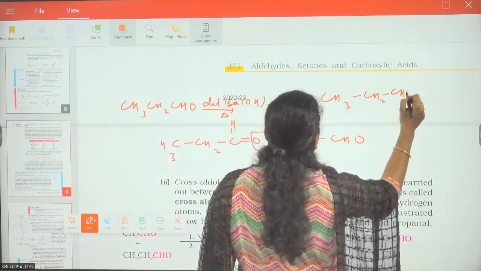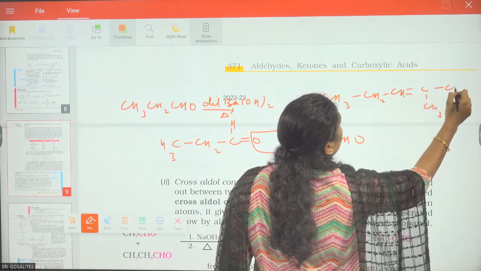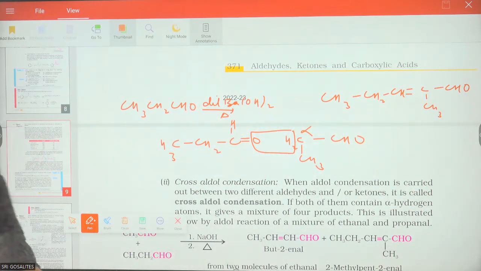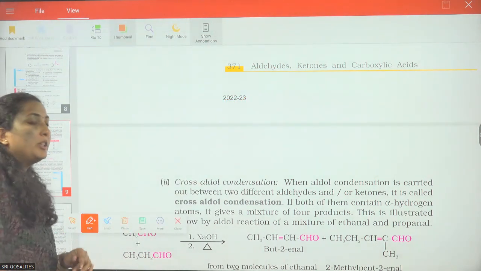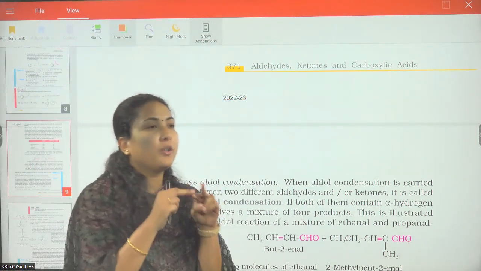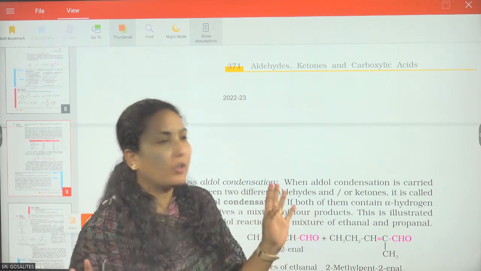CH3, CH2, CH double bond C, CH3 and CHO. Clear about this? Okay. Now the thing is, this is self-aldol. Cross-aldol means you will be having two different compounds among which you are doing the aldol reaction.